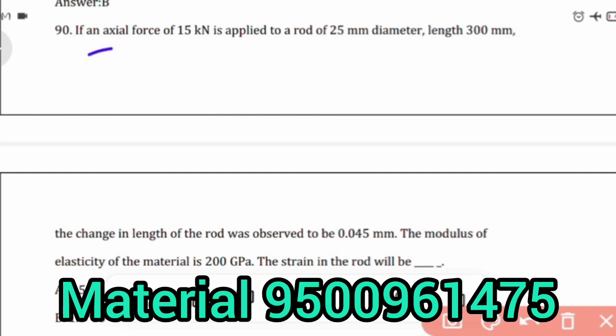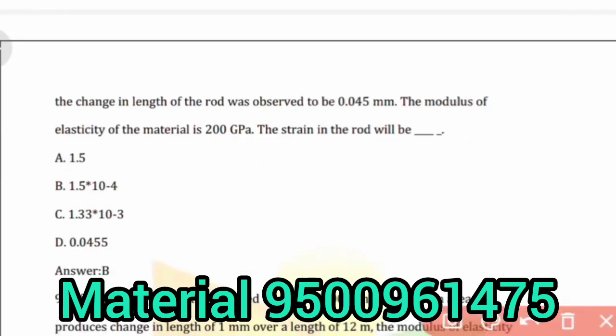If an axial force of 15 kN is applied to a rod of 25 mm diameter and length 300 mm, the change in length of the rod was observed to be 0.045 mm. The modulus of elasticity of the material is 200 GPa. The strain in the rod will be 1.5 × 10^-4.